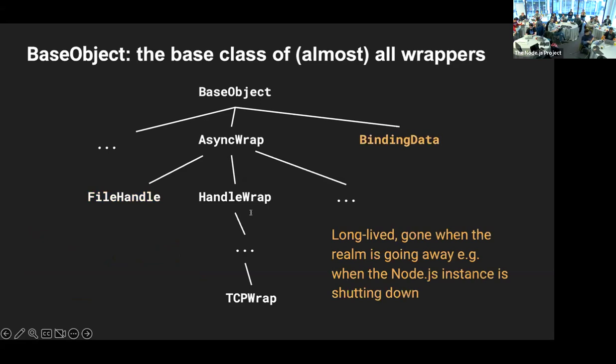And there are also some special cases like the binding data thing. If you do process.binding in JavaScript land, the object you get is managed with this class. They're all named the same way in different bindings, which is called BindingData. And they're usually only cleaned when your realm is going down, so they're usually just alive as long as your realm is alive.